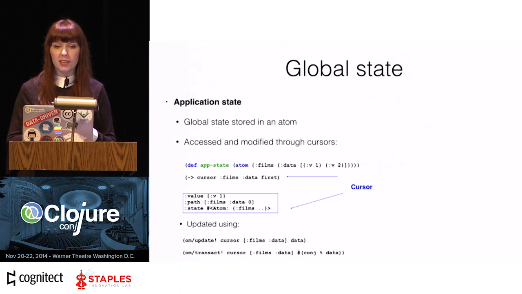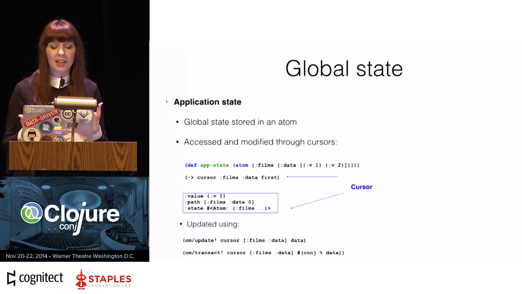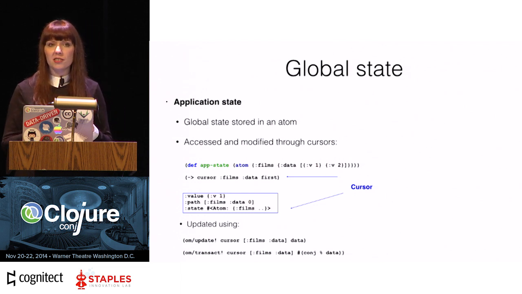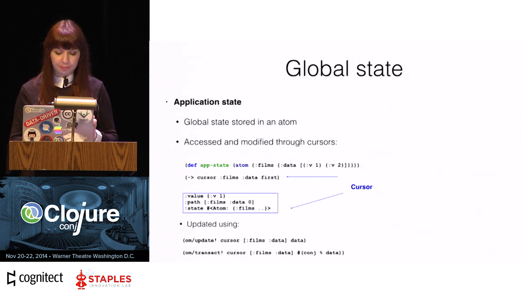The value would be the first element of the vector. The path would be the path to that element. And the state is just a reference to the atom, the reference to our global state. So you can think about cursors as windows into the application state, and all components down the tree only see what they can see through that window. They don't see all of the application state.